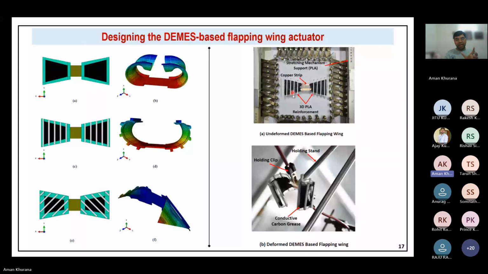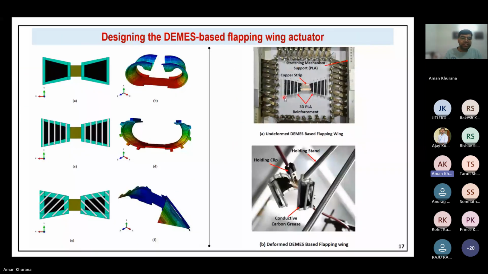So you see that we are considering a single compliant frame, and then we are putting all the required components, like stiffeners and copper strip, over that. And this is the mechanical constraint stretching mechanism that we have shown here. Okay, so this is the actual stretching mechanism.